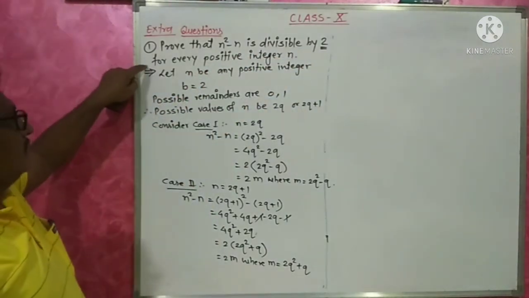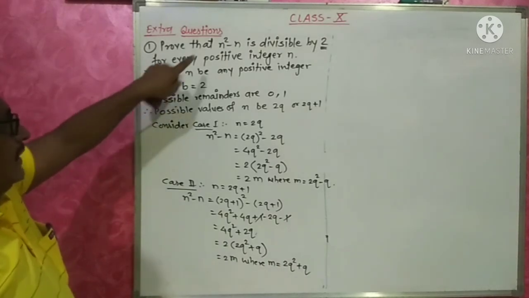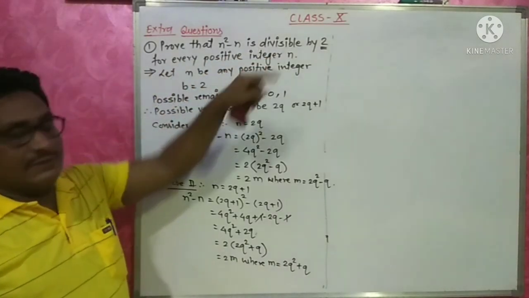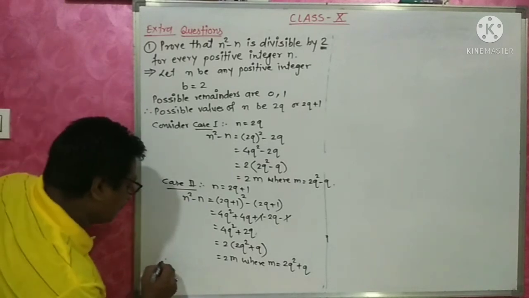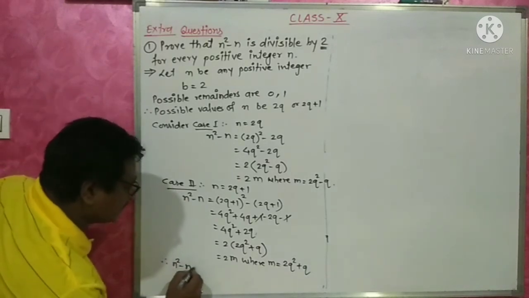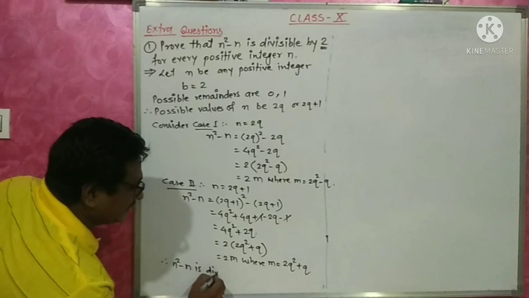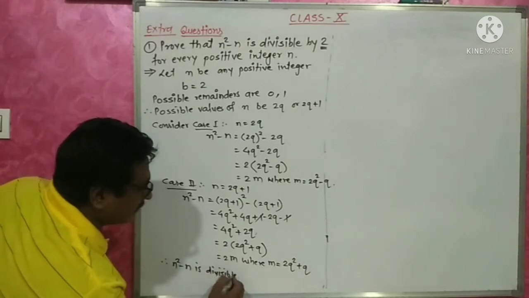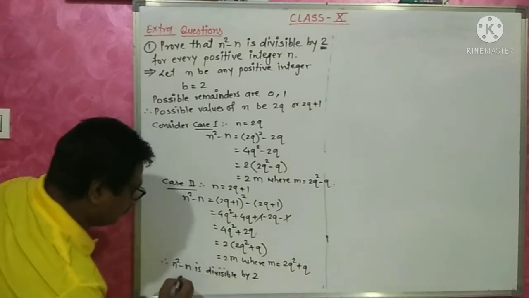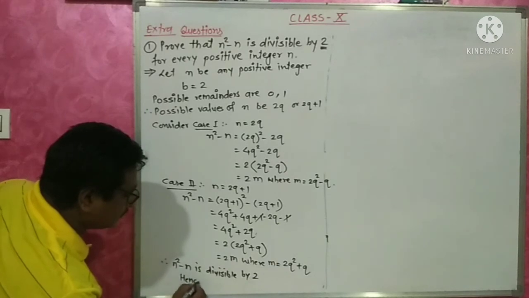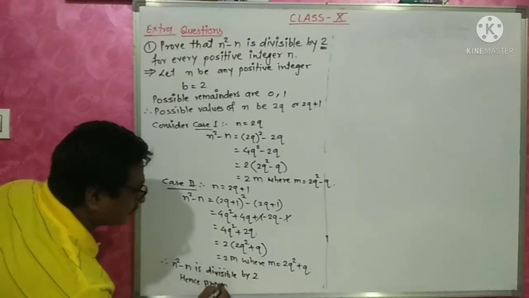So what can we write? n square minus n is divisible by 2. Therefore n square minus n is divisible by 2. Hence proved.